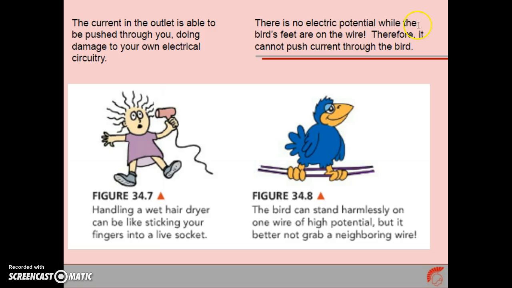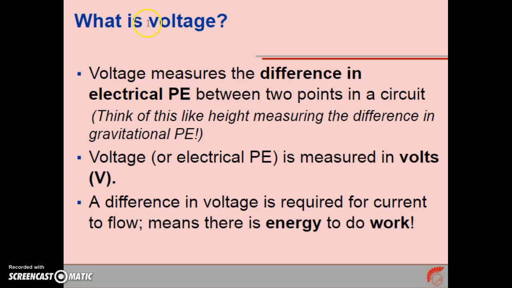Well, there's no electrical potential difference while the bird's feet are on the wire. Therefore, it cannot push current through the bird. So the bird can stand here on the wire of high potential, but it better not touch the neighboring wire. Better not touch something else, because it gives the current somewhere to go, and that would be traveling through you, or the bird itself.